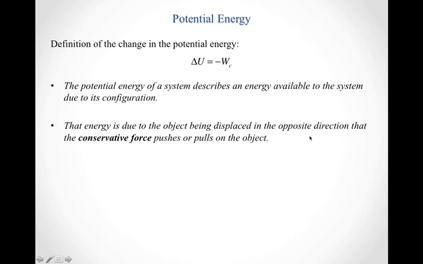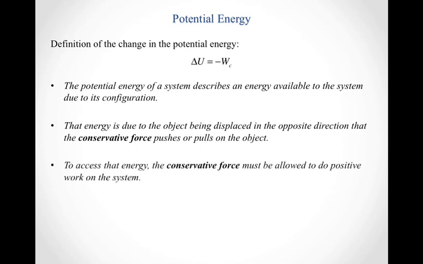So in moving in the opposite direction that the conservative force was pushing or pulling, that means that the conservative force did negative work. If the work term is negative and you multiply it by this minus sign out front, those two negatives cancel, and that goes to increasing the potential energy. So one of the things we want to understand is that you increase the potential energy of your system by moving against the conservative force.